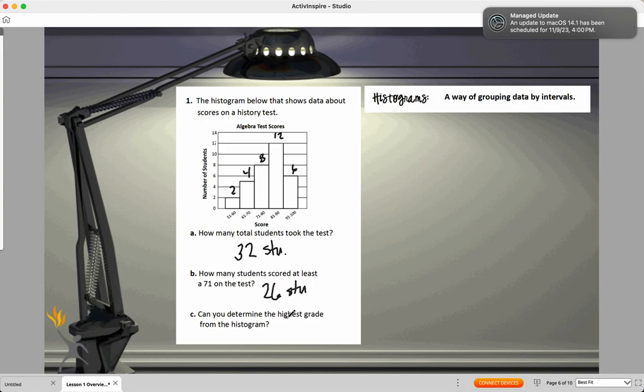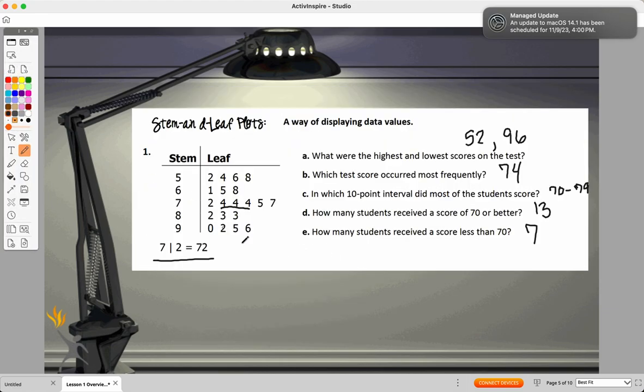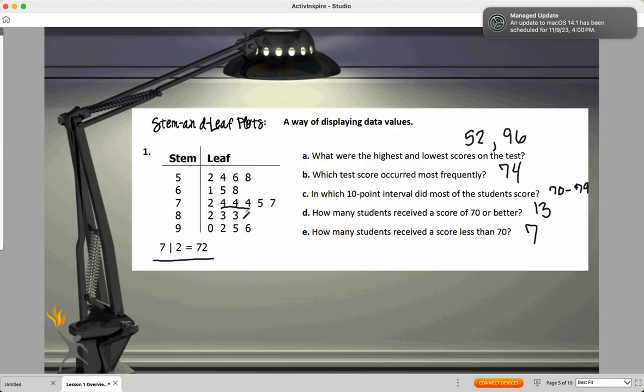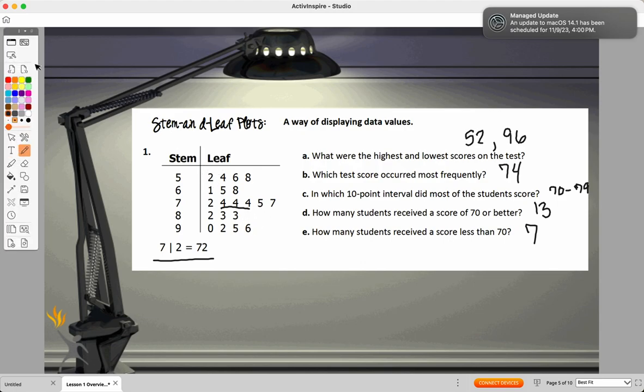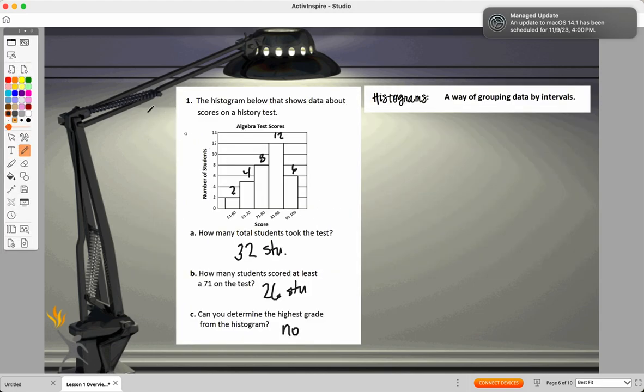And can you determine the highest possible grade from the histogram? No, because we just have a range of data. That could all be 91s or all be 93s. It could all be hundreds, but we don't know. So that's the difference between this histogram and the stem and leaf. With the stem and leaf, I can find my highest grade, my upper extreme and my lower extreme. But on a histogram, I can't do that.